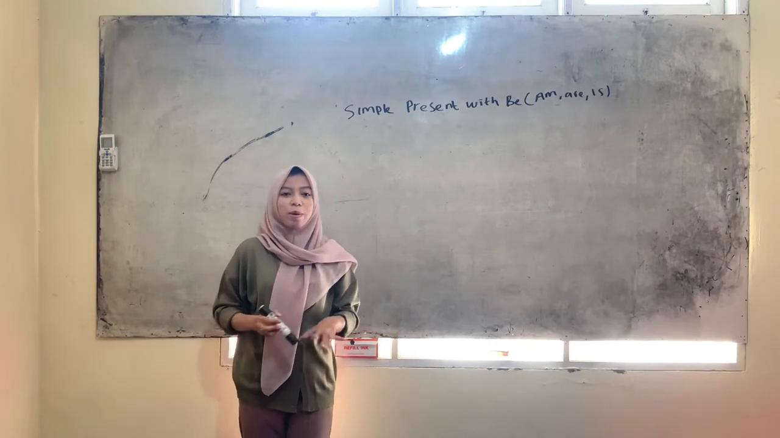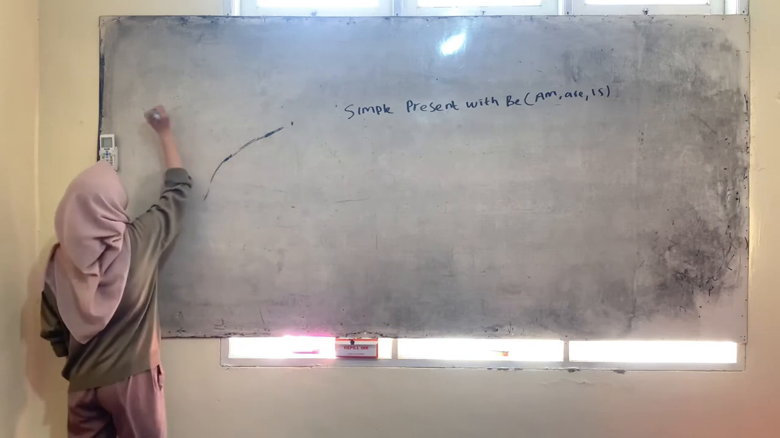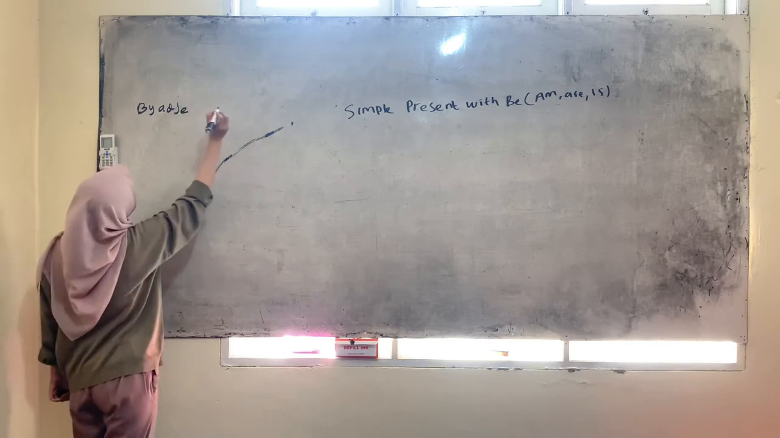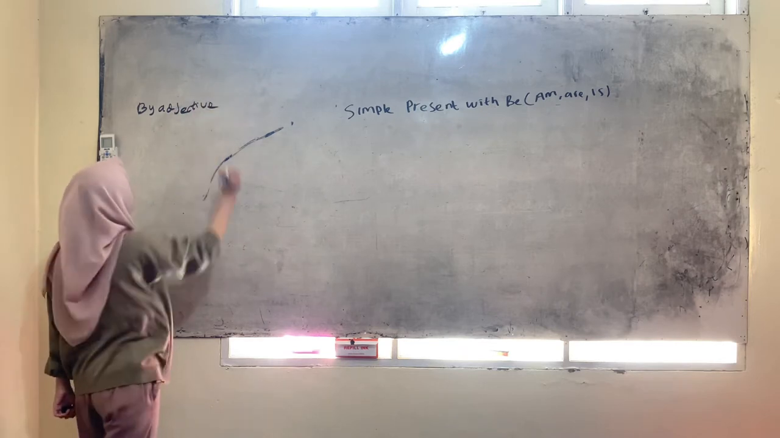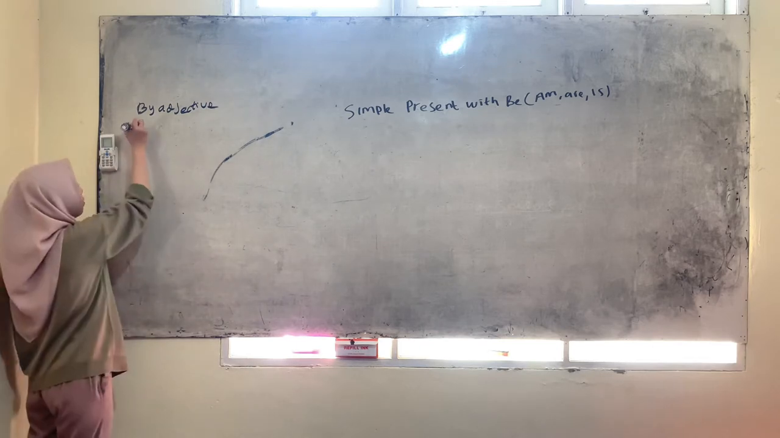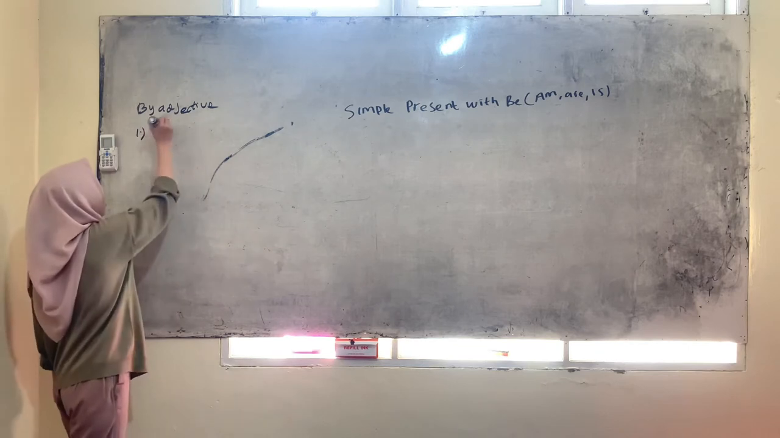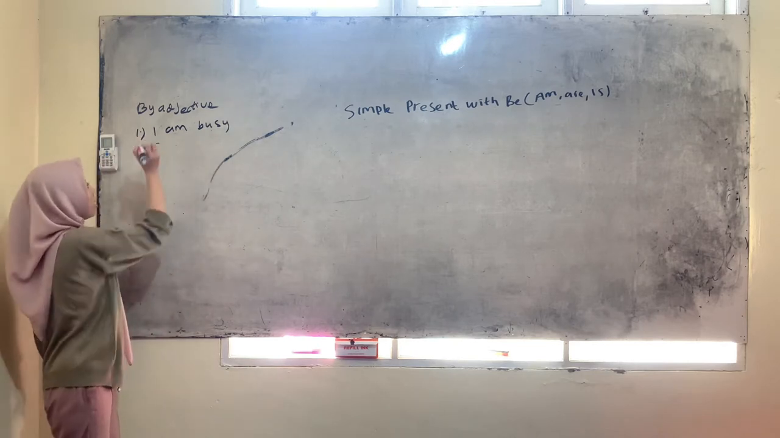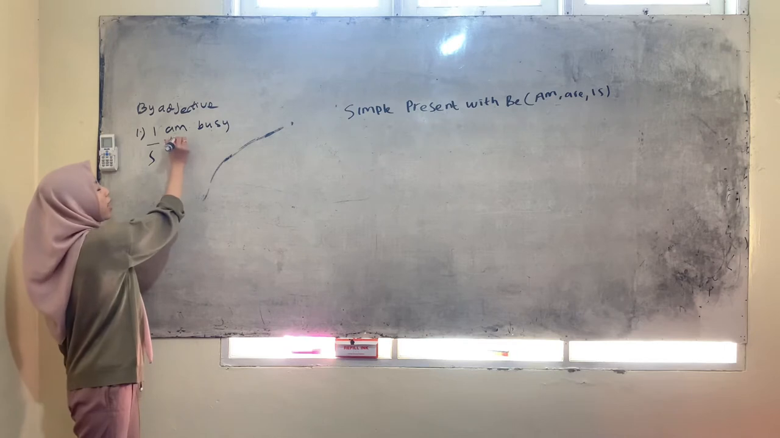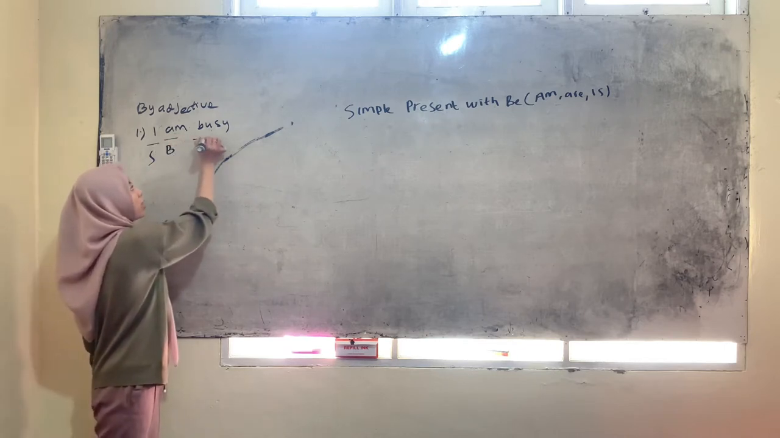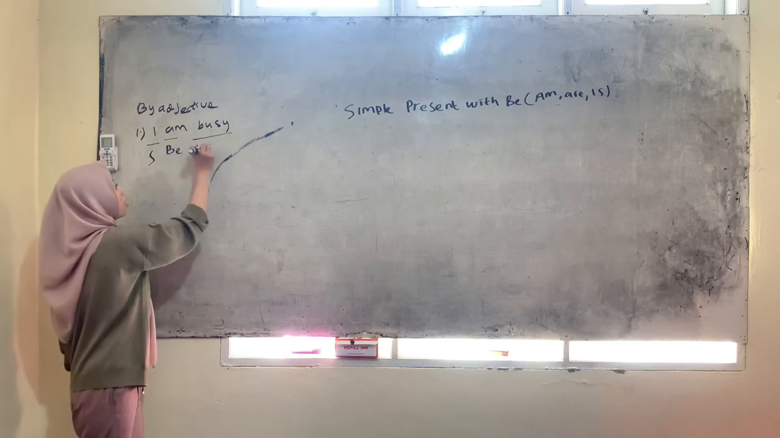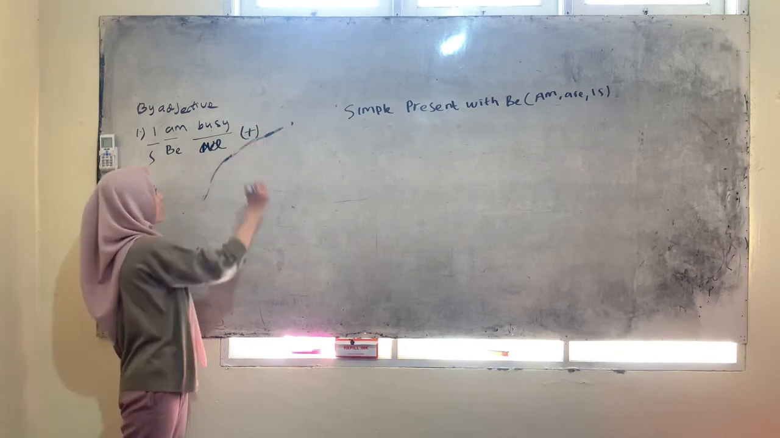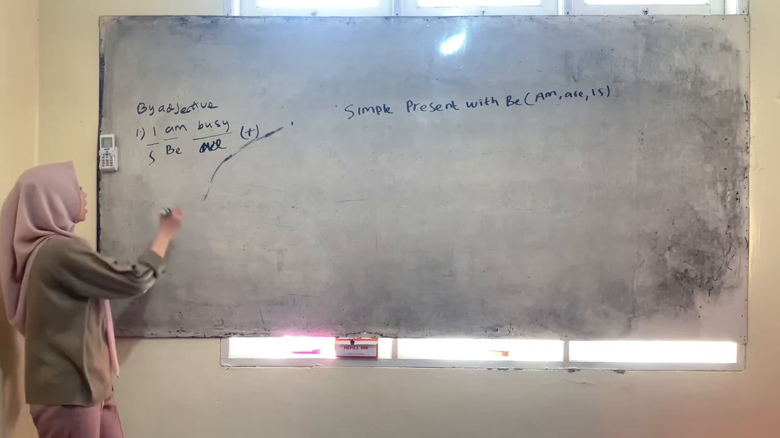Okay, the next. Simple present with be can be modified by adjective. Right? Okay. The first example is: I am busy. Okay. I as subject, am as be, and busy as adjective. Okay, positive sentence.